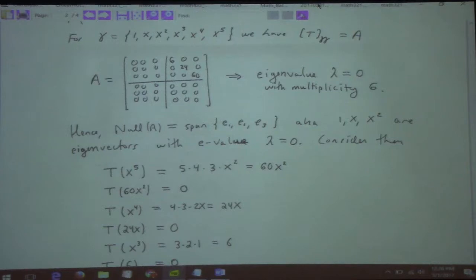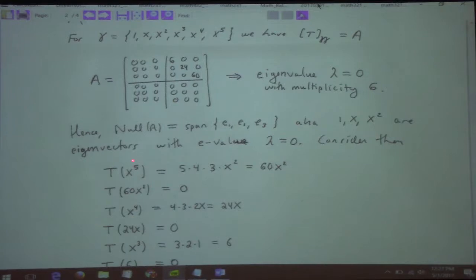So anyway, those are my eigenvectors. That doesn't really help me too much, but I also have in mind that homework problem, so I already had an idea what I was going to do. Then I just need to look for generalized eigenvectors of highest weight. For this one, it's fairly obvious I should look at x to the 5th. T of x to the 5th gives me 60x squared, and of course 60x squared goes to 0.